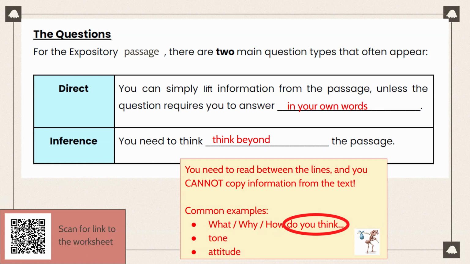Now, one question that I have for you: notice there are two inference types here, tone and attitude. What is the difference? What's the difference between tone and attitude questions? All right, let me know. Okay, actions and words, feelings. Okay, right, I'm getting a few responses.